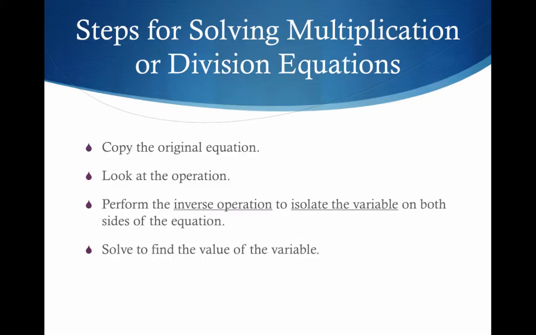The steps for solving multiplication or division equations are just like addition and subtraction. Copy the original equation, then look at the operation. Perform the inverse operation to isolate the variable on both sides of the equation, then solve to find the value of the variable. So in this case, the inverse operation, if we have multiplication, we'll divide. If we have a division equation, we're going to solve by multiplying. And we have to make sure we do that inverse operation on both sides of the equation to keep it balanced.